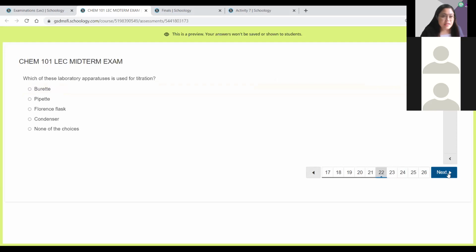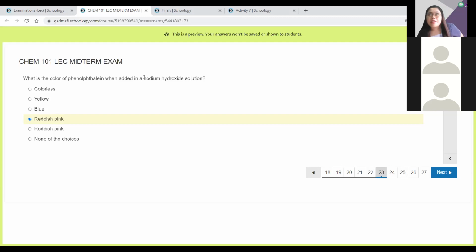Next, which of these laboratory apparatuses is used for titration? I think I have mentioned this a while ago, but we use the burette in titration. Next, what is the color of phenolphthalein when added in a sodium hydroxide solution? Class, do not forget that sodium hydroxide is a basic substance. It's an alkali or an alkaline substance in which when phenolphthalein is added to a basic substance, the color will turn reddish pink. Either of the two, please take note if ever reddish pink is your answer, but it will not be marked wrong in Schoology, because only one reddish pink was set as the answer there.